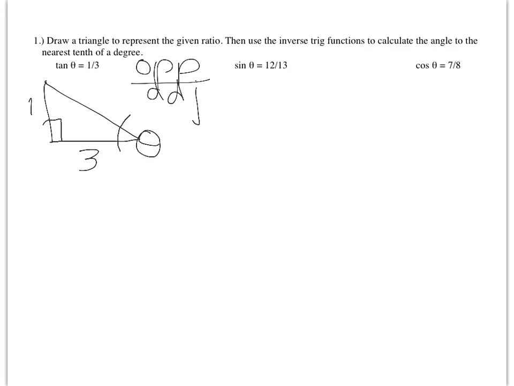Okay, so next we want to use our inverse functions to go ahead and find the angle measure. So on your calculator or on Desmos, go ahead and use the inverse tan button. It looks like this, the tangent to the -1. And then in parentheses, we're going to put this ratio, which is 1/3.